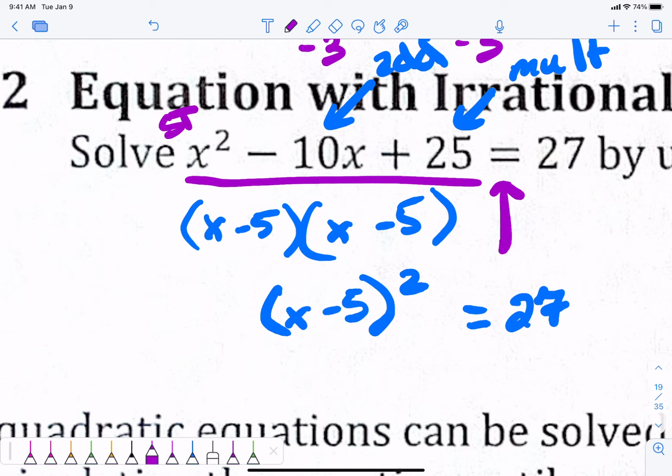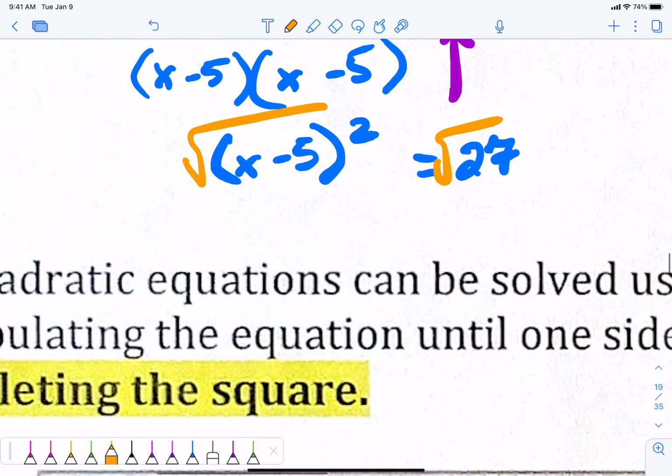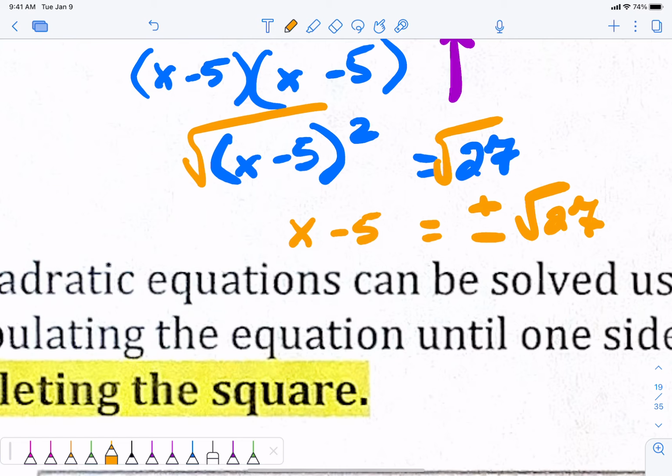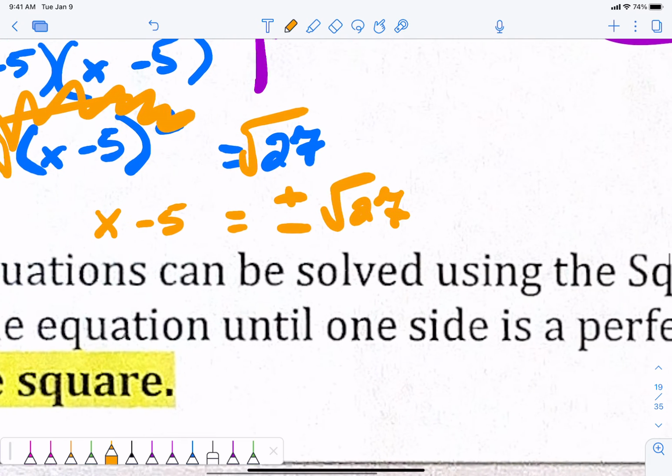Now, the difference between this problem and the problem before is that when we take the square root, what happens to the square root of 27? It doesn't come out nicely, okay? So we just leave it as the square root of 27, but it needs to have plus and minus, because we still put the square root in there. What happens to the x minus 5? It just stays x minus 5, because that square root and that square root cancel out.